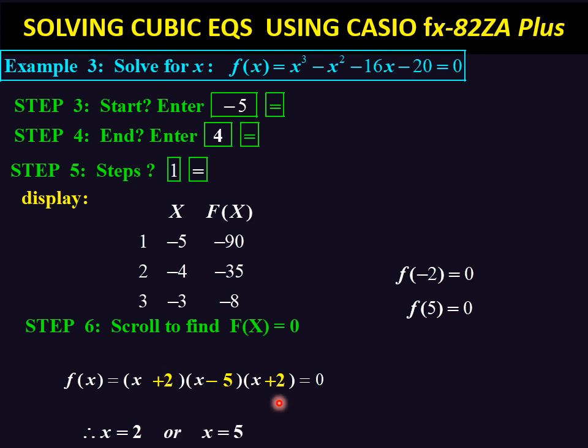So this one only has 2 distinct roots, 2 different roots. x equal to 2 is actually repeated. That's my 3 roots: x equal to 2, x equal to 2, x equal to 5. But there are 2 different roots, 2 and 5. They have just written all 3 down, but they're exactly the same.